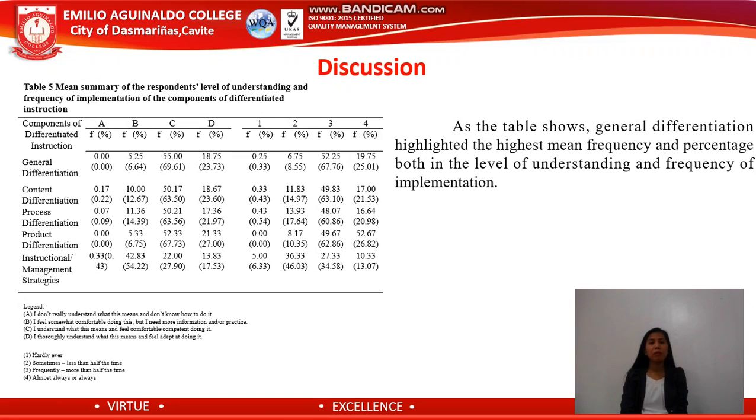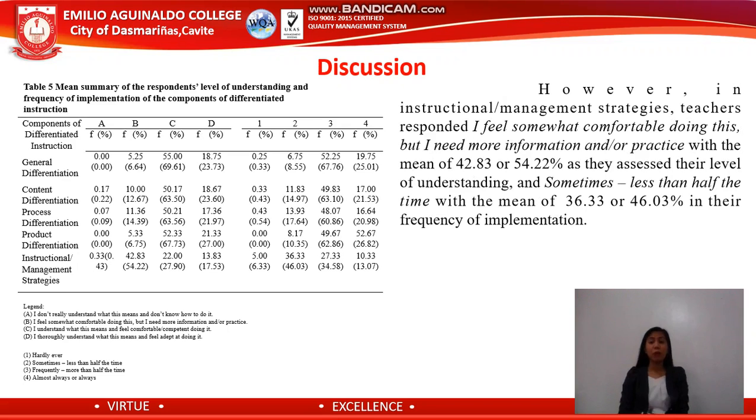Table 5, the main summary of the respondents' level of understanding and frequency of implementation of the components of differentiated instruction. As the table shows, general differentiation had the highest mean frequency and percentage both in the level of understanding and frequency of implementation. However, in instructional or management strategies, teachers responded, "I feel somewhat comfortable doing this, but I need more information and/or practice," as they assessed their level of understanding. And for the frequency of implementation, sometimes or less than half the time.